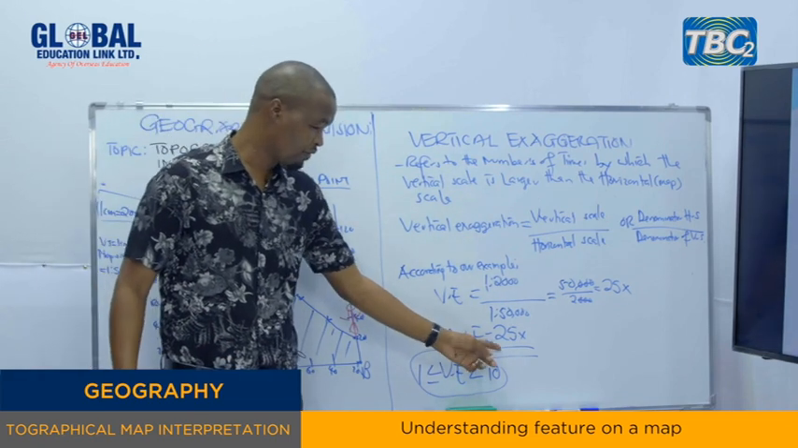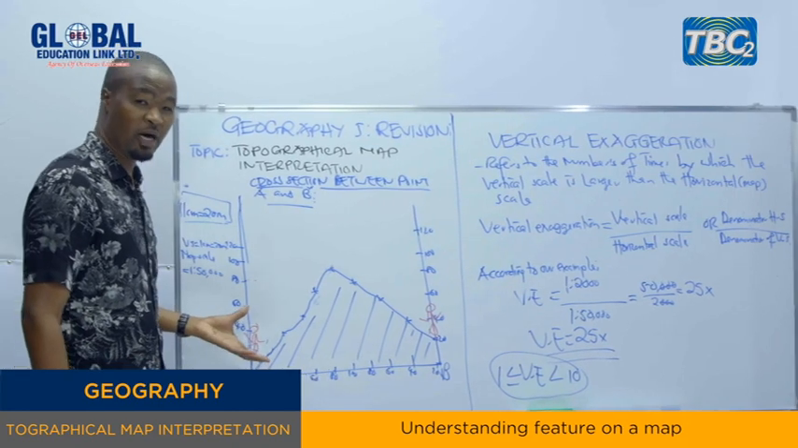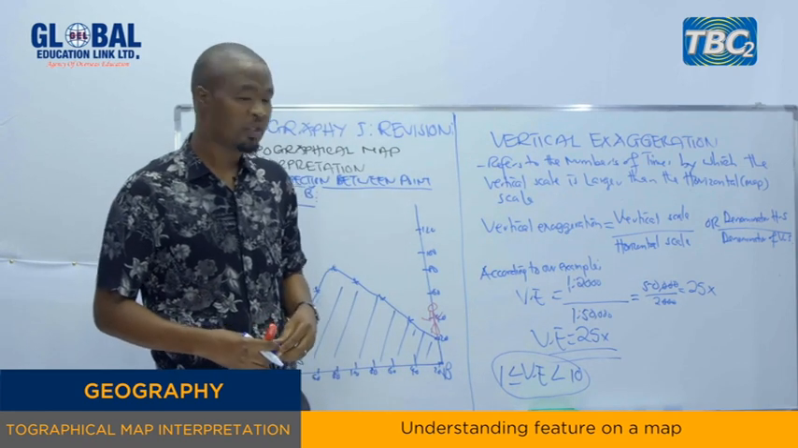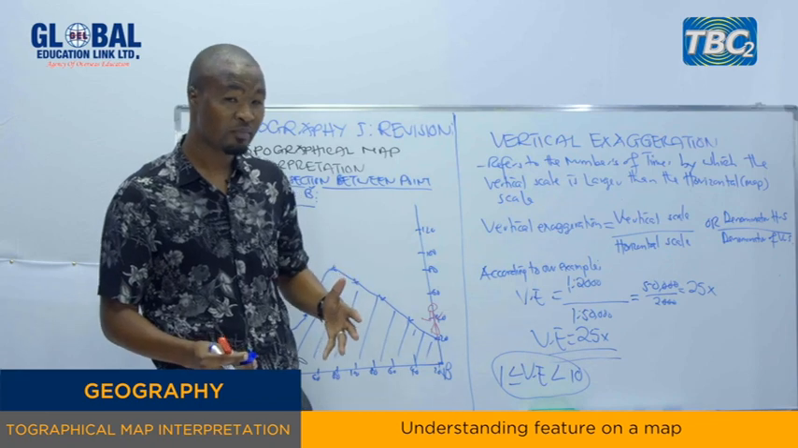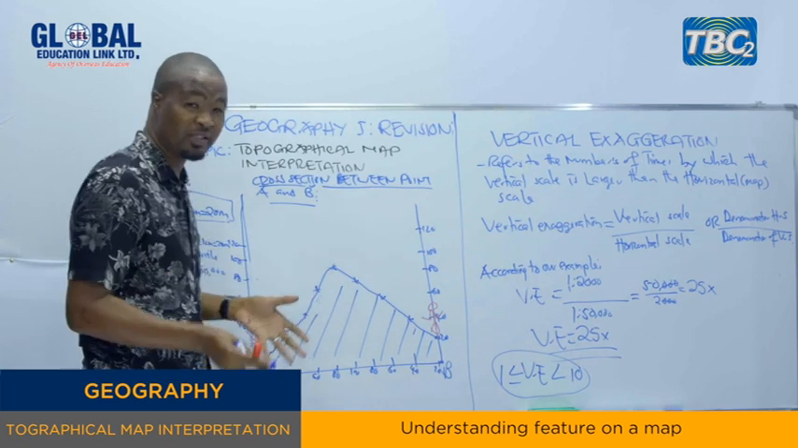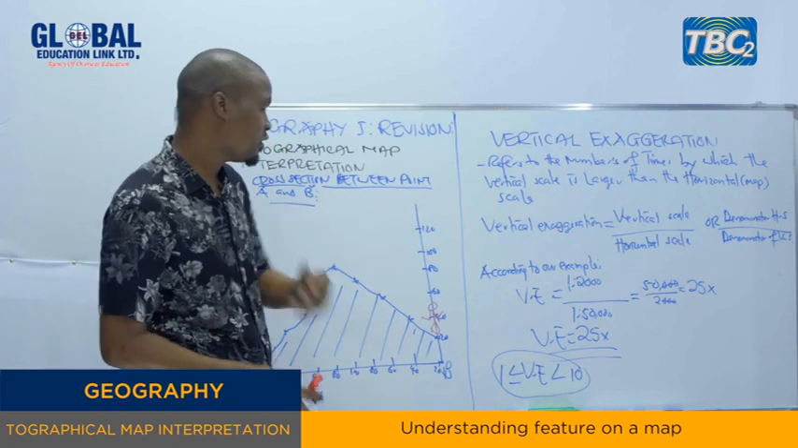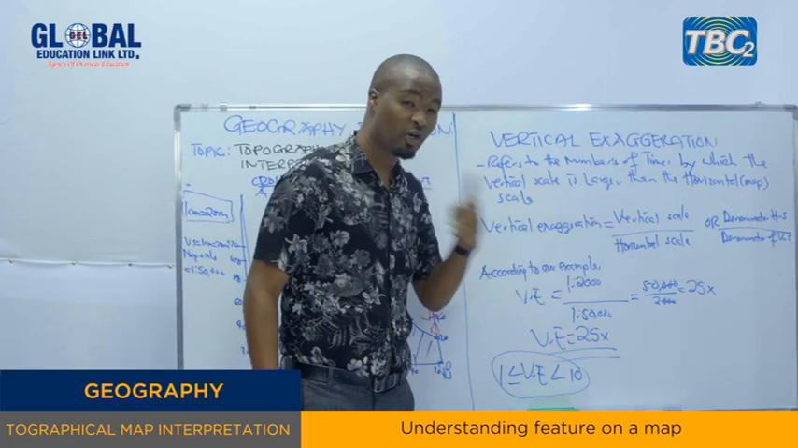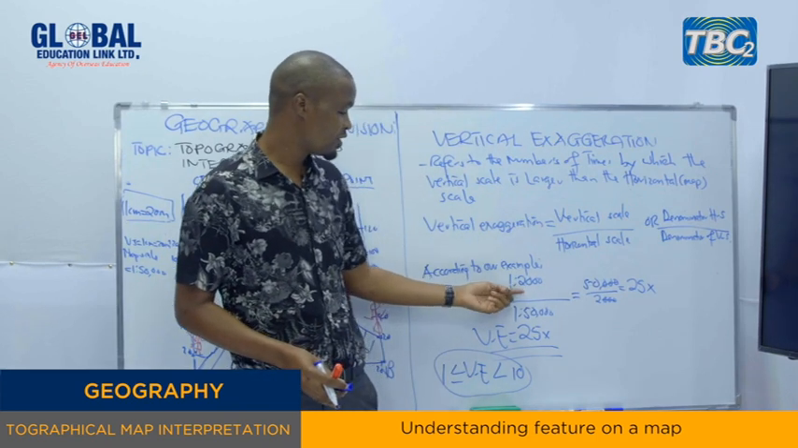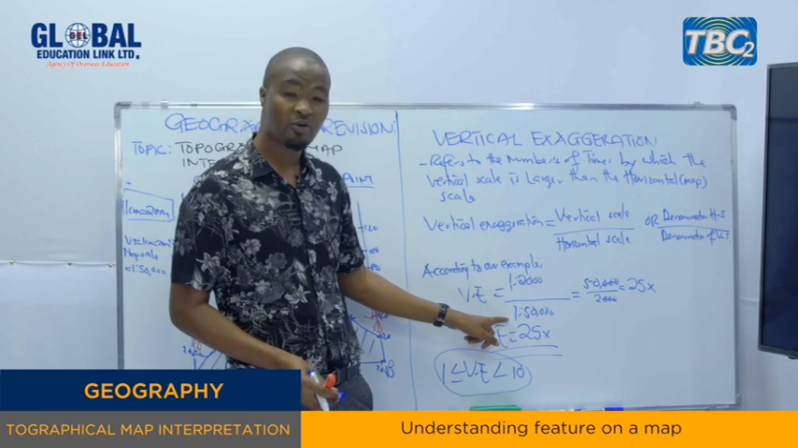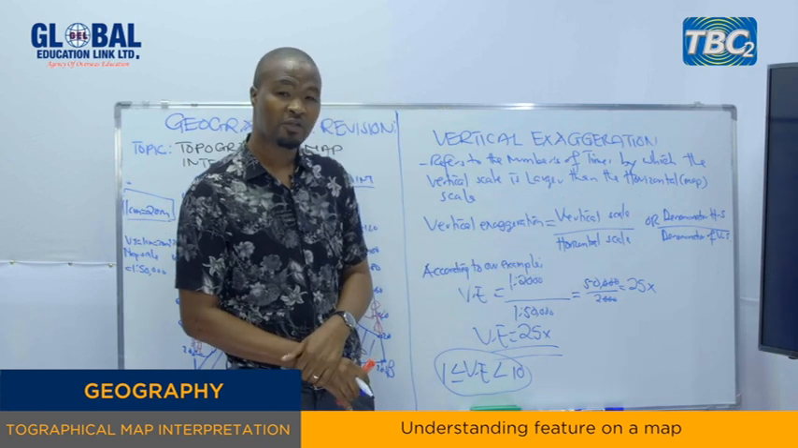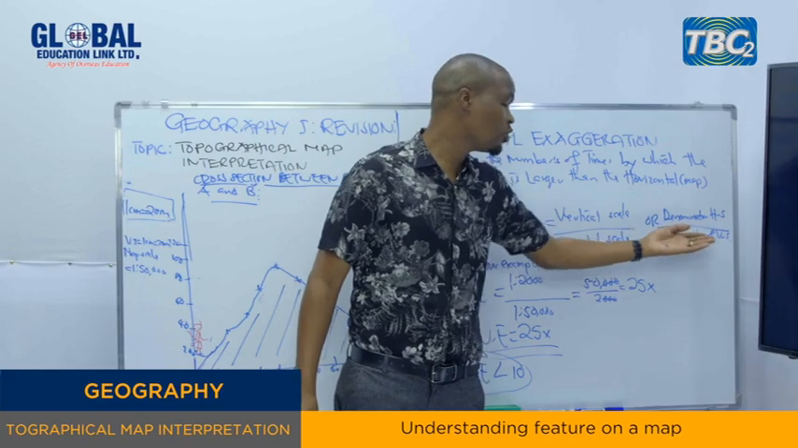Because right now we have calculated our vertical exaggeration according to our diagram, and we have found it as 25 times, which is too big, you see? And this is how, let's assume we are not talking about the cross-section, we are talking about the vertical exaggeration. How to find the vertical exaggeration? We find it by taking the vertical scale divided by the horizontal scale. Or we take the denominator of the horizontal scale divided by the denominator of the vertical scale. This is my vertical scale, so this is its denominator. This is my horizontal scale, so this 50,000 is the denominator of the horizontal scale. So sometimes we may take the denominator of the horizontal scale divided by the denominator of the vertical scale.